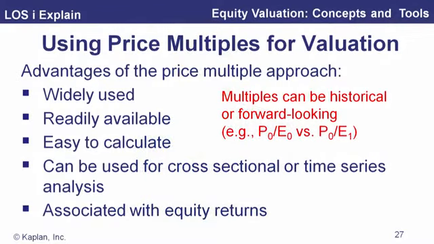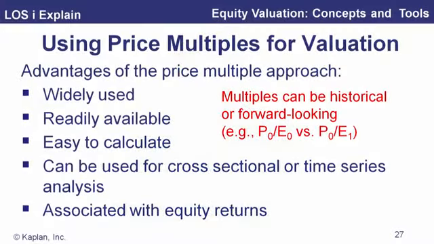And these can be used for cross-sectional comparison between companies or for time series analysis. We can look at how many times earnings a company has traded at over time. We can plot its PE over time. Maybe it's at the high end of its range. Maybe it tends to vary around a trend value. Maybe that'll help with your security selection. And all these multiples are associated with equity returns. A company that experiences higher growth is going to have a higher price-earnings ratio, other things equal.